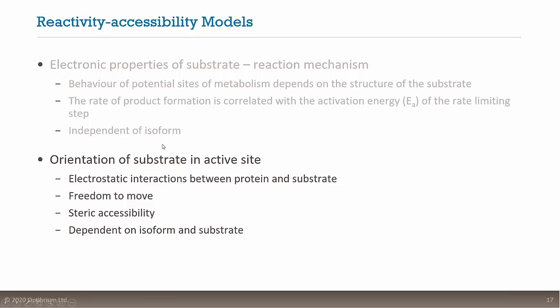And it can also be dependent on the size constraints and the steric bulk of the substrate itself. So this is something that is dependent both on the isoform and the substrate. And these orientation and accessibility terms can be modeled in different ways. You could take, for example, a structure-based approach and look at, say, docking of those different substrates to a model of the P450 in this case.